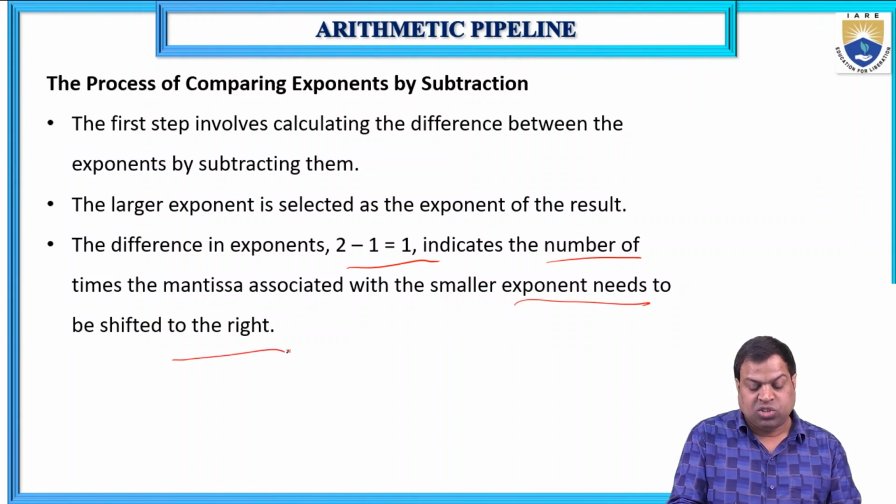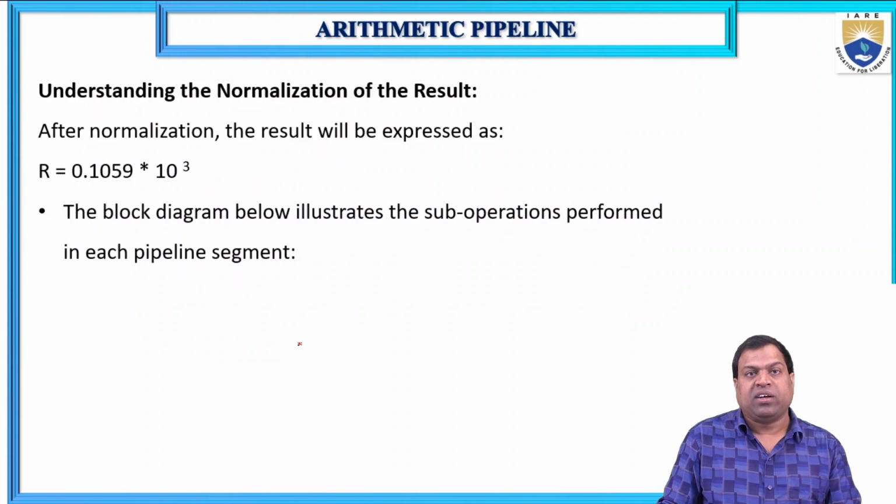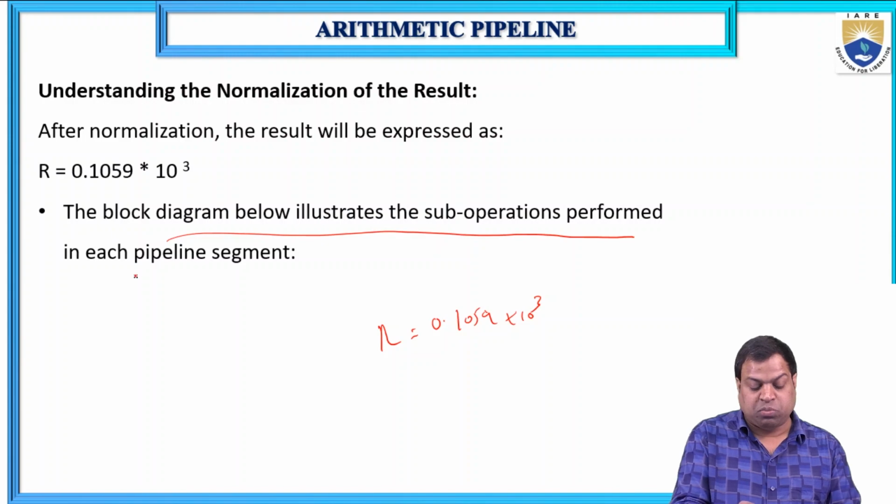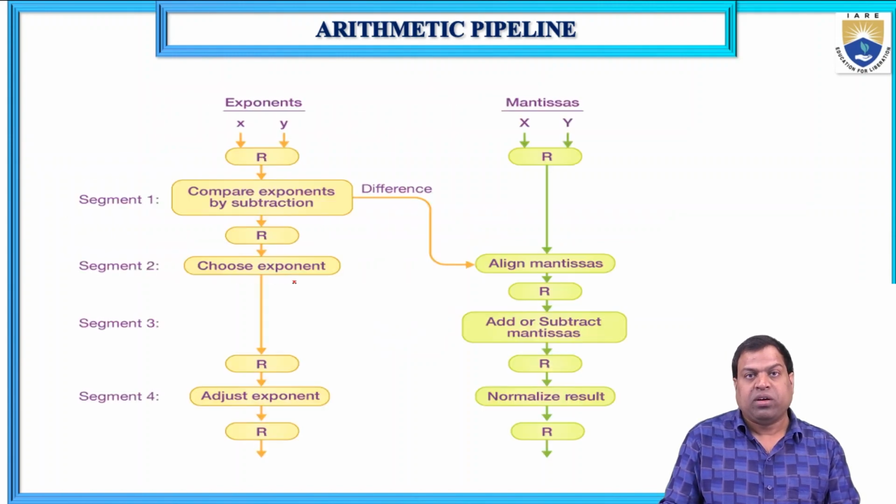And needs to shift it to the right. And understanding the normalize the result. After normalizing, the result will be expressed as capital R equal to, previously we had 1.something, but I am taking 0.1059 into 10 cube. Previously 10 square. It is the sub operation performed in each pipeline.